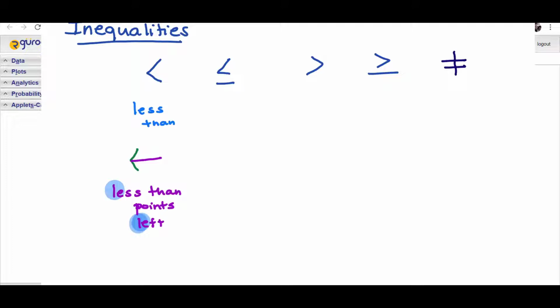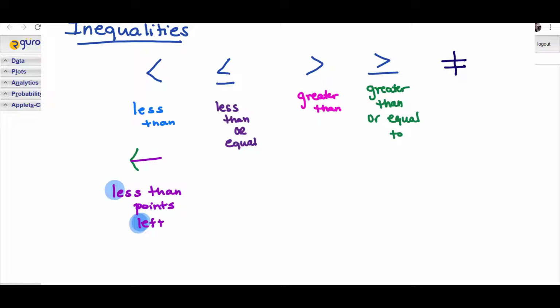If there is a line underneath the symbol, it also implies that it could be equal to as well. So this one is less than or equal to. The next one obviously is not less than because it points to the right. So this one is greater than. And then when we have the line underneath, it means greater than or equal to.